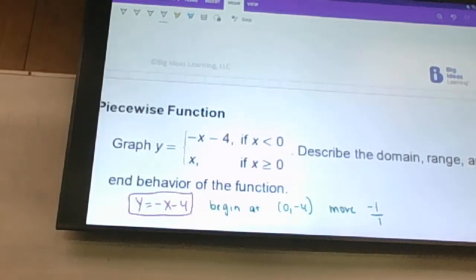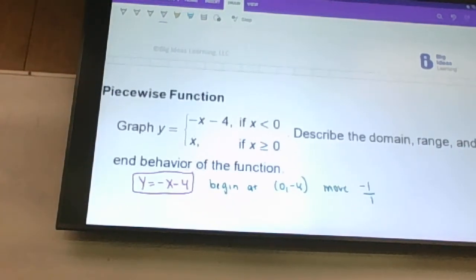All right, how do we graph then the second one, y equals x? That's the parent linear function. You don't see a number, so you begin at 0. And the slope is up 1 over 1, up 1 over 1.